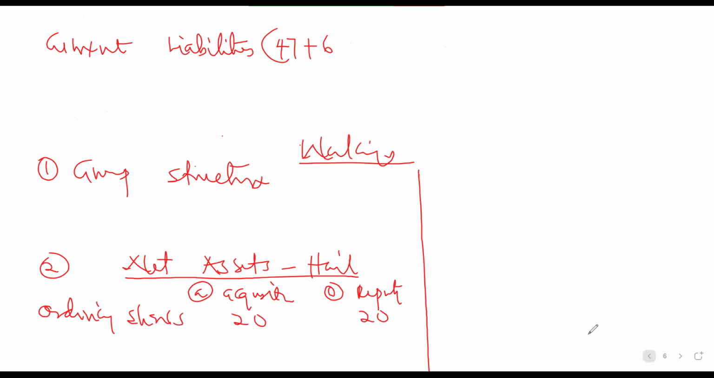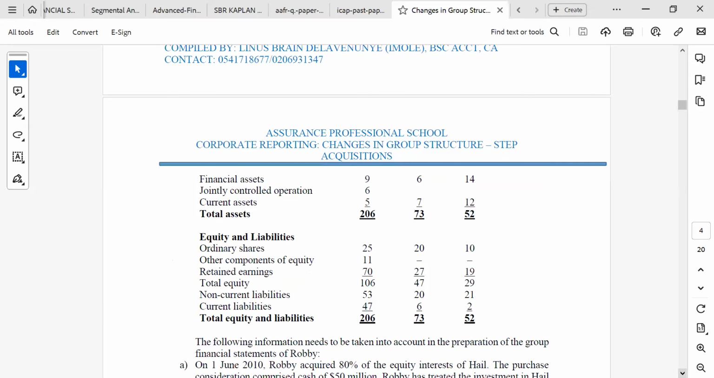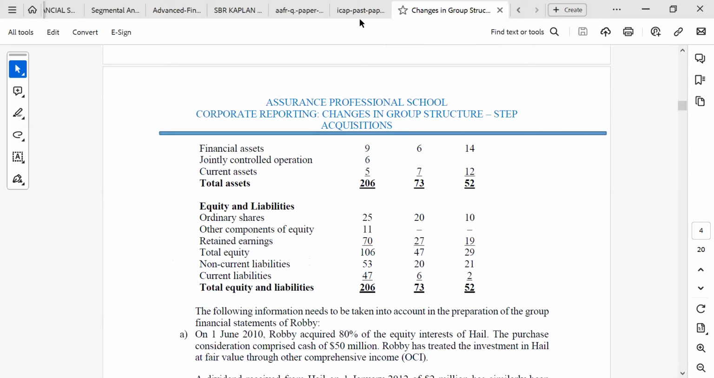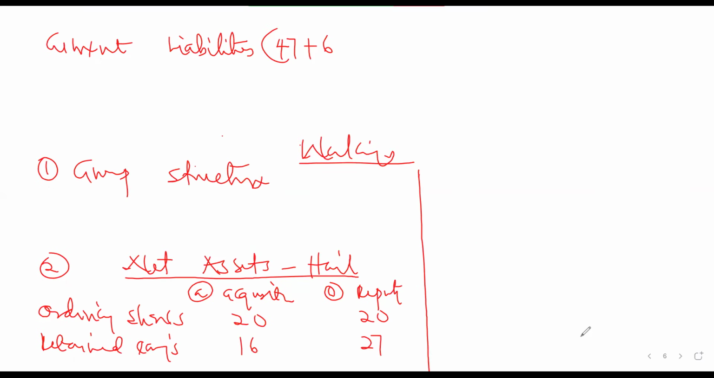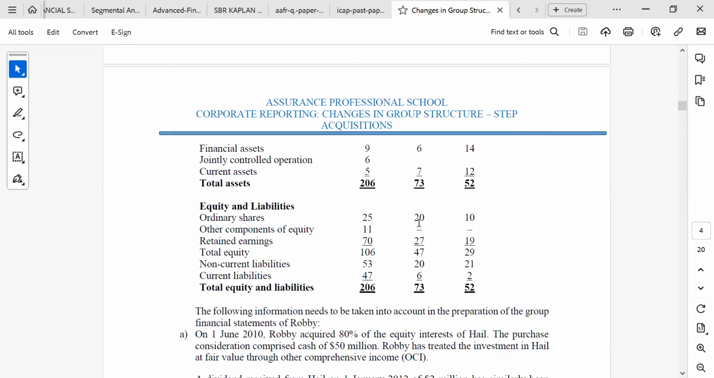Let's count their retained earnings. What is the retained earnings given to us? 27. No, their retained earnings at acquisition is what? Okay, reporting is 27, but at acquisition they have given us 16. Okay, that will be 16. Do they have other components of equity? No, none of them.